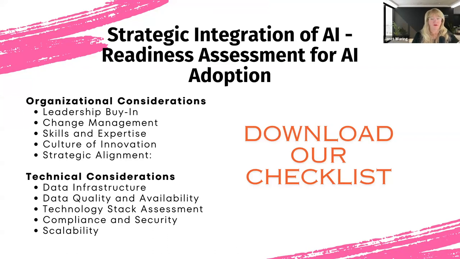Cultural innovation: measure the organization's openness to innovation and experimentation, as AI initiatives often require a culture that is not risk averse and willing to embrace new technologies. Strategic alignment: ensure that AI initiatives align with the broader business goals and marketing objectives and are not just a pursuit of the latest technology for its own sake. And I realize as marketers, that's going to be a hard sell. That's going to be on you all to be able to show how AI aligns with broader business goals, but you can use AI to help with that.